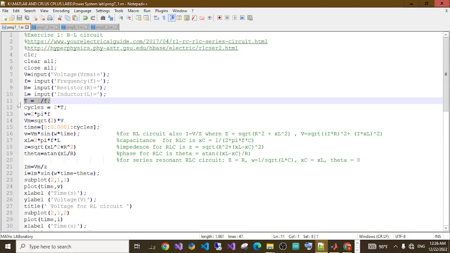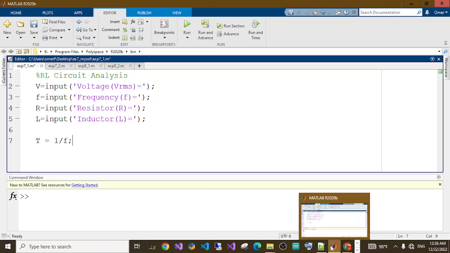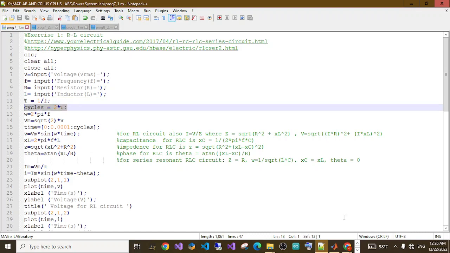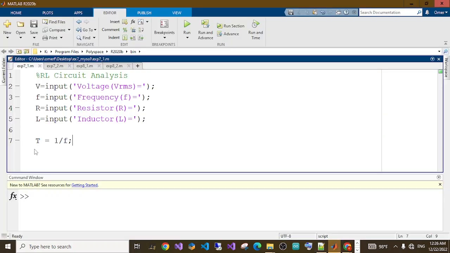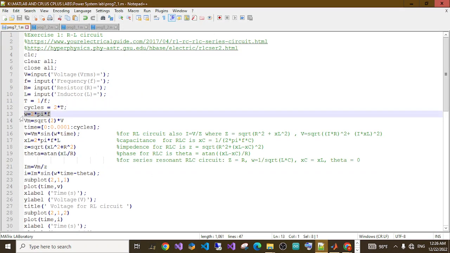First formula is T is equal to 1 over F. So take the frequency, divide 1 over F, and you get T, the time period. Then we get the cycles. Cycles are given in the question. It's about 2 cycles, so we'll say 2 times T. If the question says 3 cycles, you will change it to 3 times T.